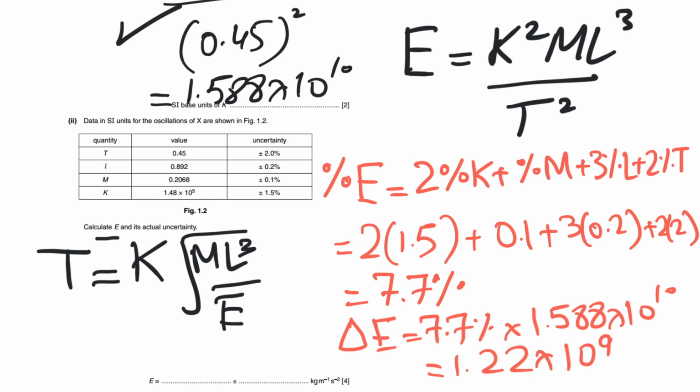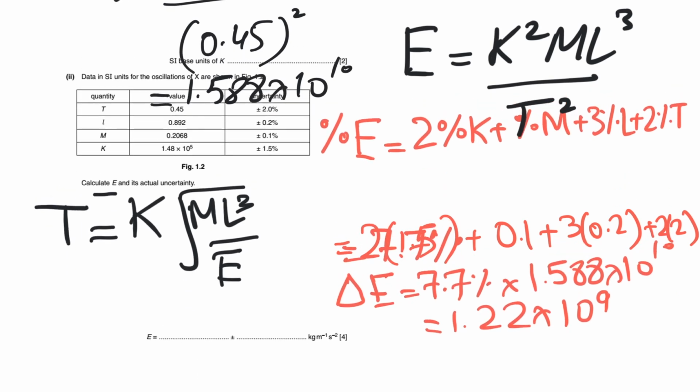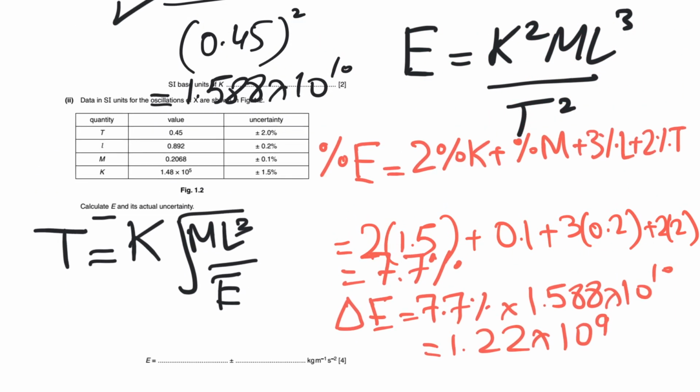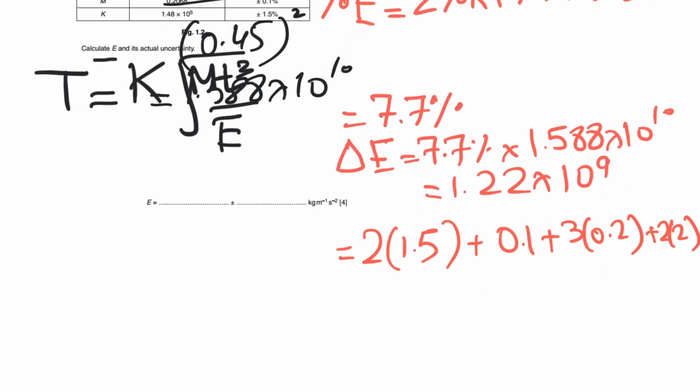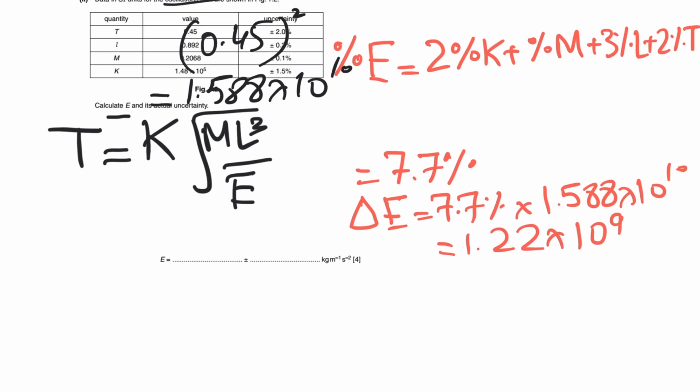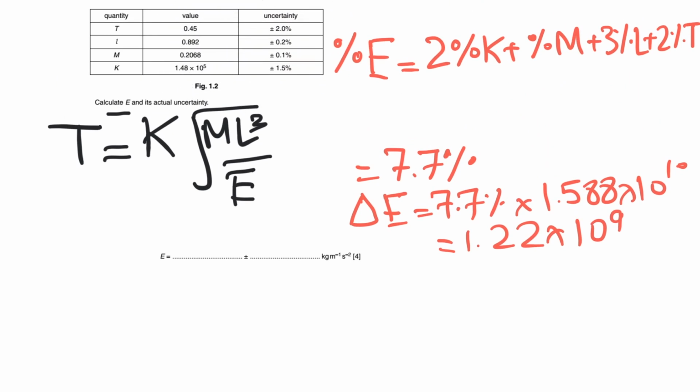Now, how do you write the final answer? If you remember from my previous lecture, I told you that errors always have to be written correct to one significant figure, but this is nowhere close to 1. So let me move all of this up and let's focus on the value. So delta E is 1.22 into 10 raised to the power 9. I want to calculate the value of delta E to 1 SF. So it should be 1 into 10 raised to the power 9, because 1.22 is 3 SF.